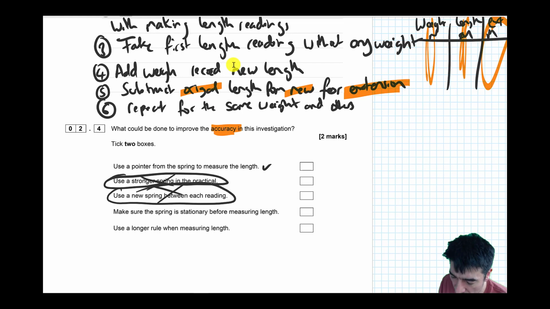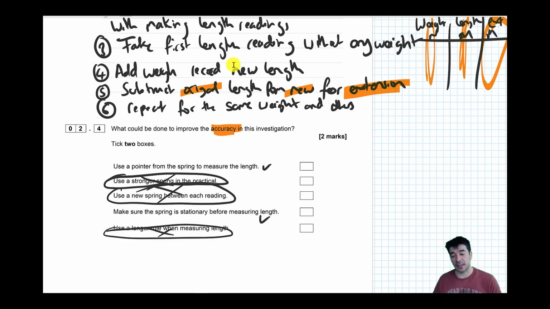Make sure the spring is stationary before measuring the length. That makes sense. Use a longer ruler when measuring the length. Having a longer ruler is not going to make my measurements more accurate, right? What makes my measurements accurate is the number of divisions on the ruler, so I can get down to a higher precision. So again, the length of the ruler is a no.